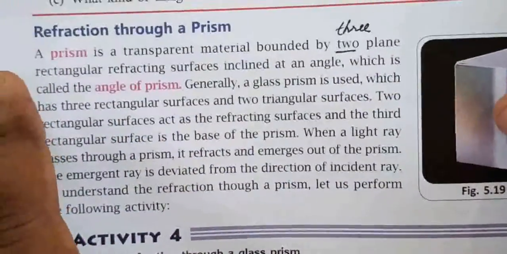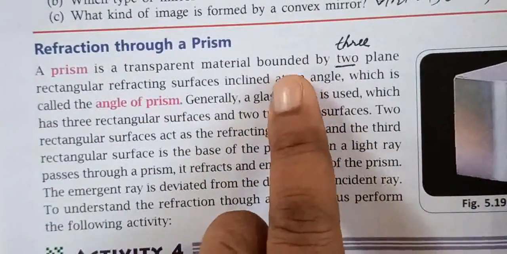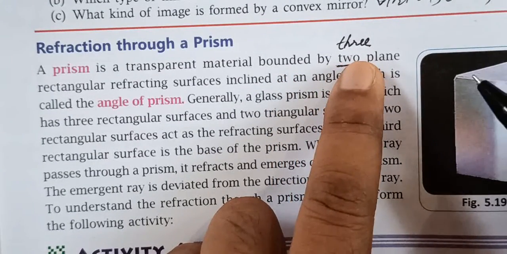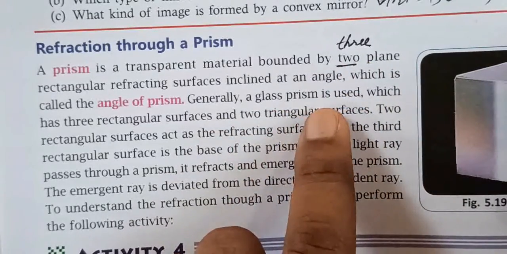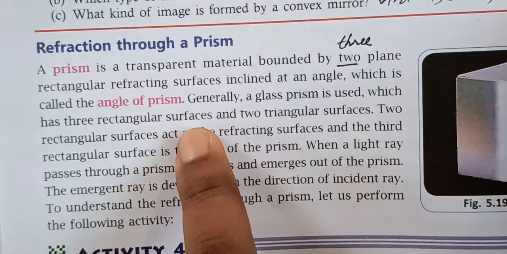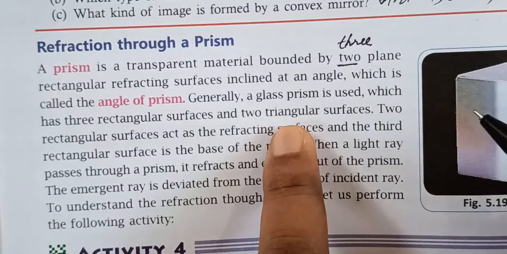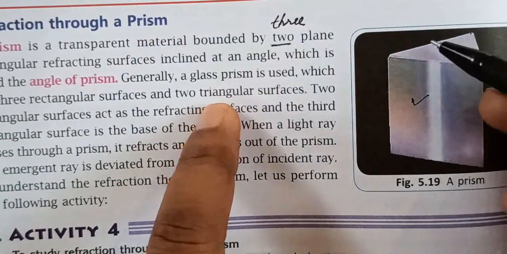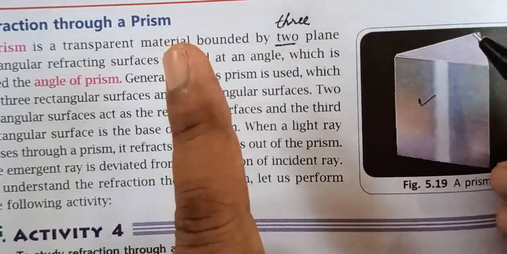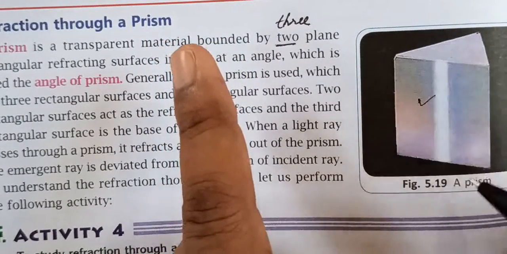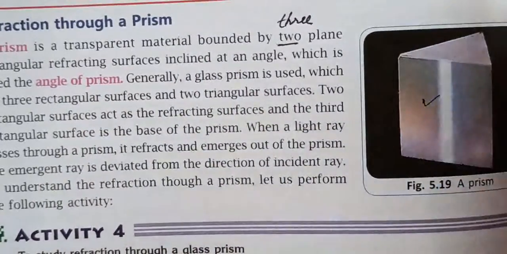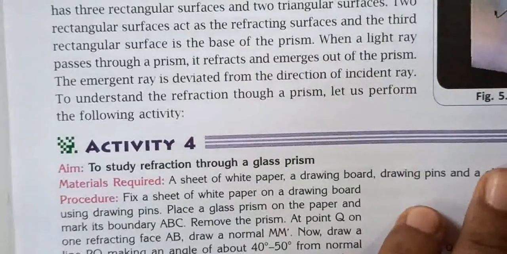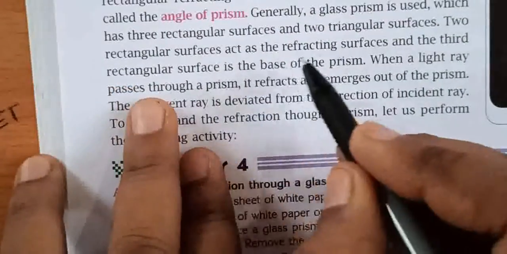So prism is a transparent material bounded by two. Here they have written two, but actually three rectangular surfaces are there and two triangular surfaces. One rectangular surface is at the back side here, one is this side. Three rectangular surfaces and two triangular. This is one triangular surface, and here at bottom also one triangular surface will be there, right?